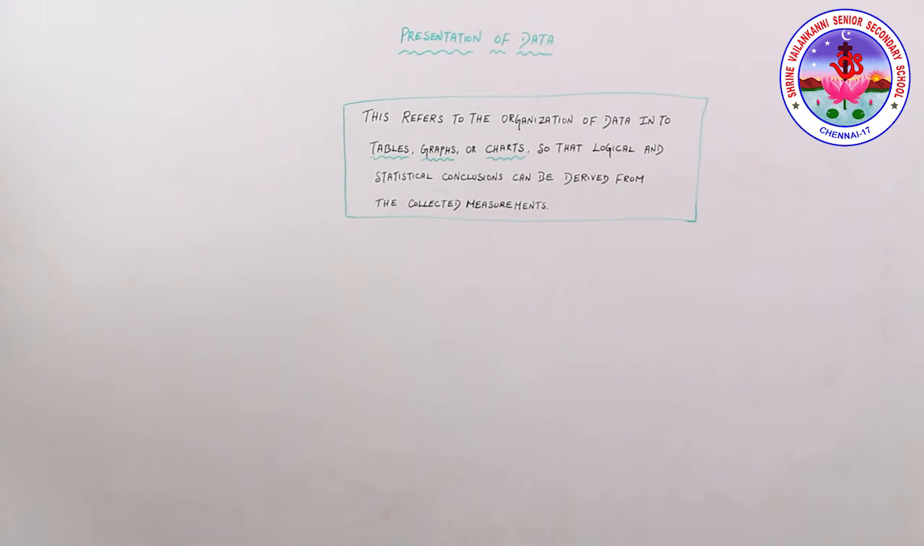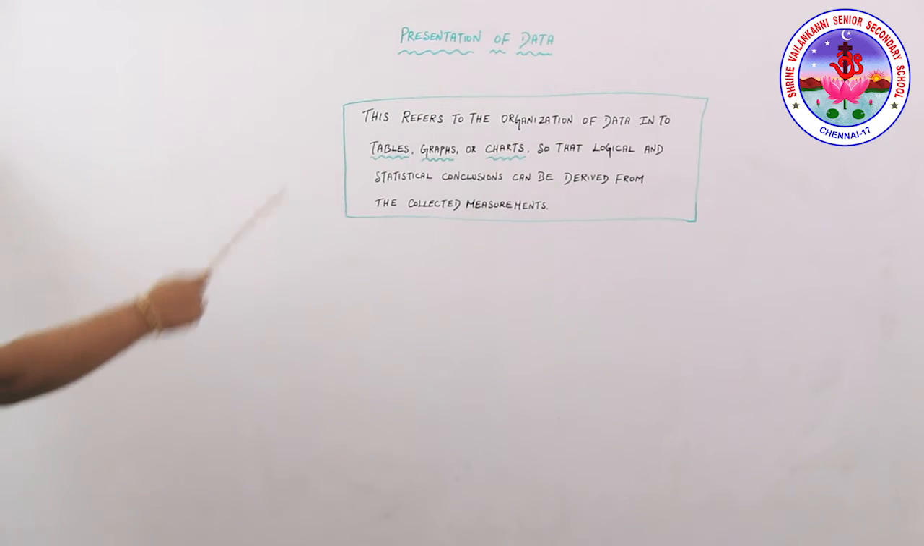Now let's start with the presentation of data. In the previous chapter, we discussed the methods of collection and the organization of data. In this, you'll be learning how to present the data. This refers to the organization of data into tables, graphs or charts, so that logical and statistical conclusions can be derived from the collected measurements. We will examine the methods of presenting the data in a systematic form, and we have three main methods used for presentation of data.